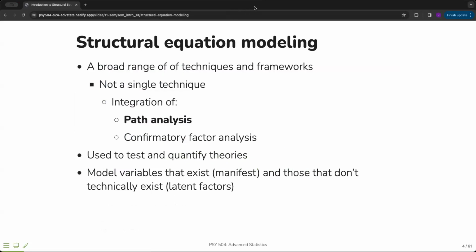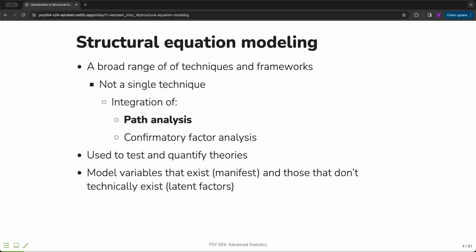When you read about structural equation modeling or when you hear SEM in a lecture or a talk, what the heck does structural equation modeling mean? I perform structural equation modeling. What the heck does it mean? So structural equation modeling is not a singular or monolithic method. It's actually an umbrella term that consists of a broad range of techniques and frameworks.